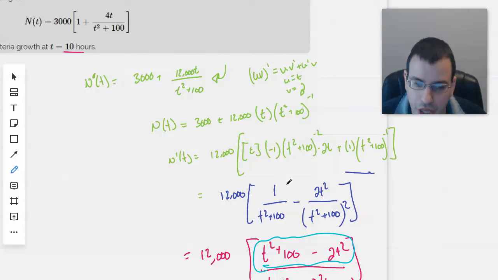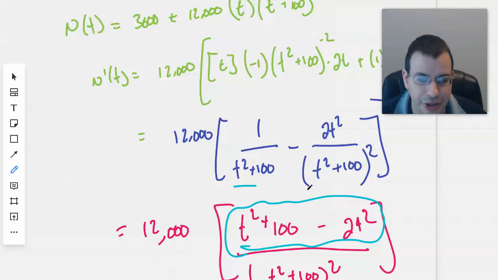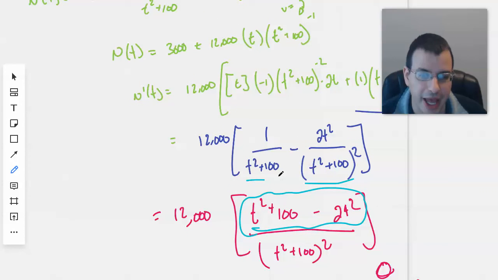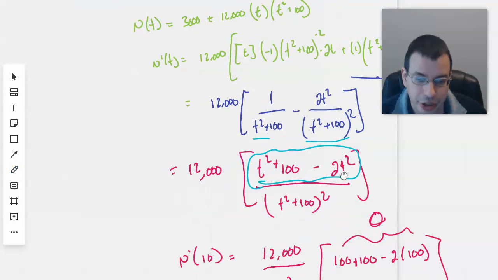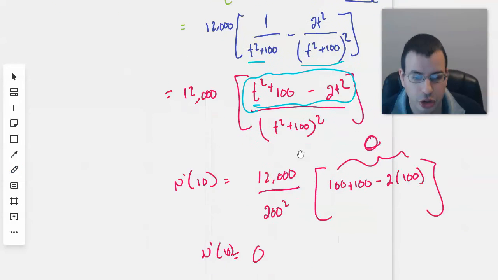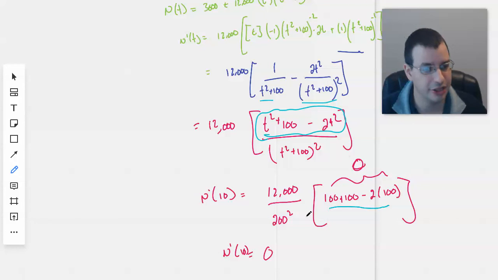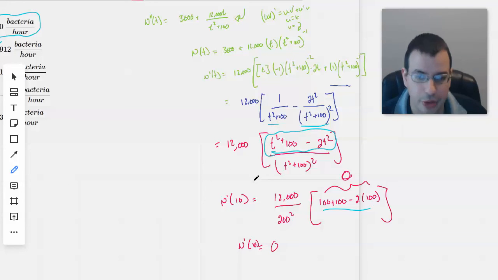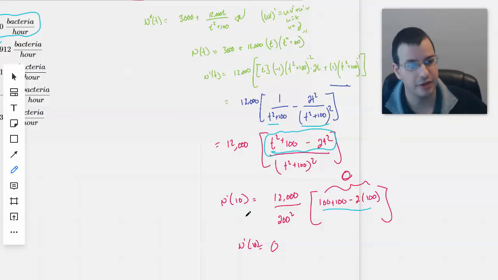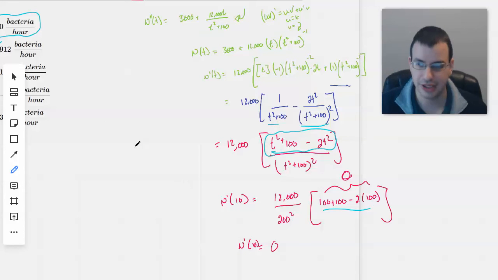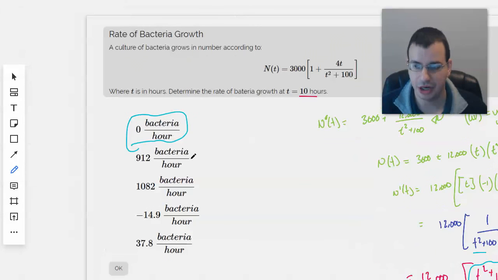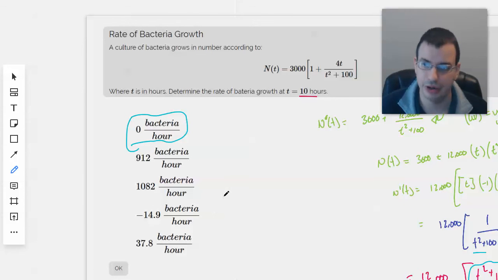And from there then, I simplified a little bit. One of the key parts of simplifying was I combined the denominators. So we had basically a denominator which was not squared and a denominator that was squared. You combine them and write out an equation. And then you take that equation and you plug in the value that you were given. Turns out then that when you plug in the value of 10, everything on the numerator cancels out, giving you 0. And that gives you the answer of 0 bacteria per hour. That's the idea of how you do a rate of growth question.